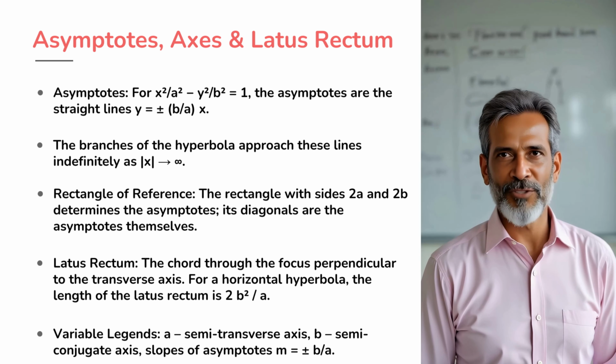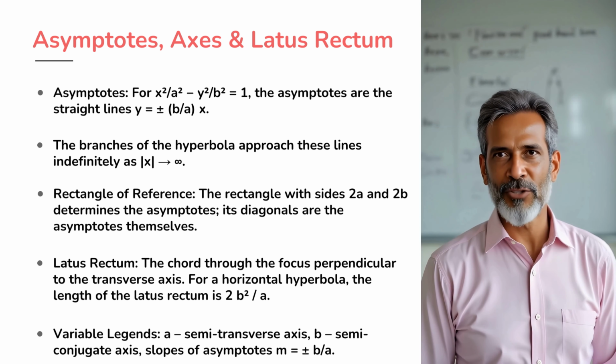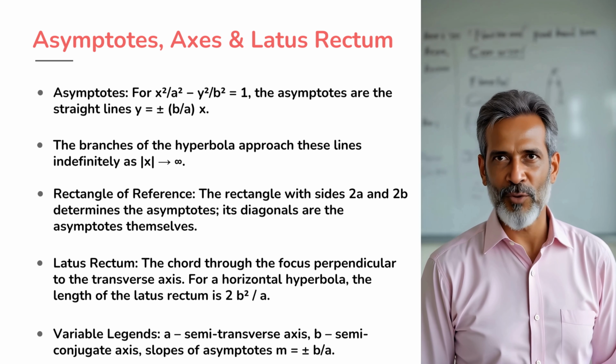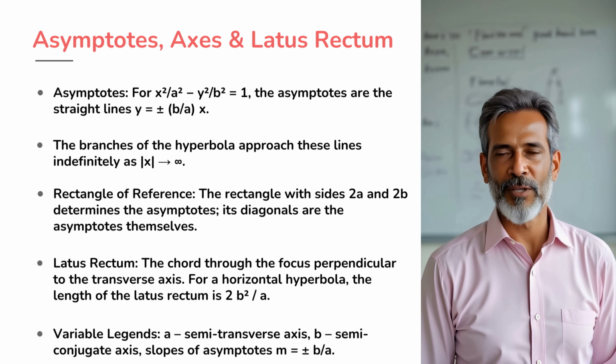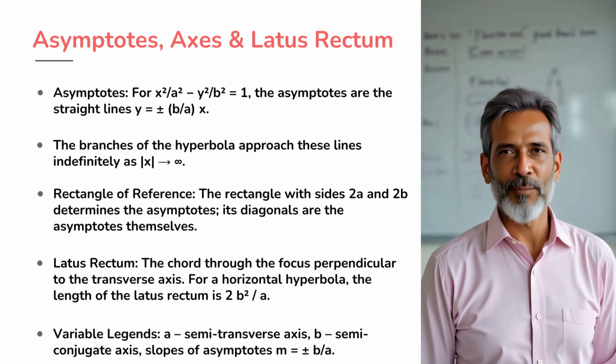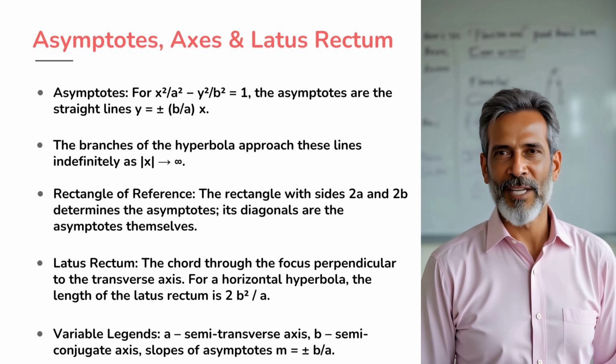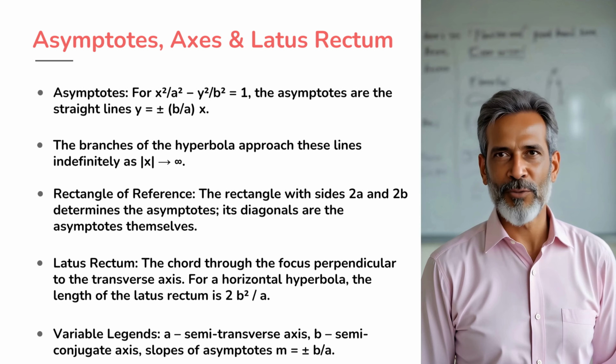Now let's talk about something that gives hyperbolas their trademark look, the asymptotes. These are the lines that the branches of the hyperbola approach but never actually touch. For the standard form x squared by a squared minus y squared by b squared equals 1, the asymptotes are given by y equals plus or minus b by a times x.